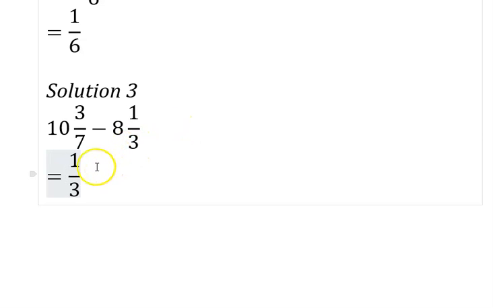Now, this is the first method. You deal with the whole number first. So you say 10 minus 8 to give you 2. After dealing with the whole number, then you move straight to working with the fraction beside. So LCM of 7 and 3 will give you 21.